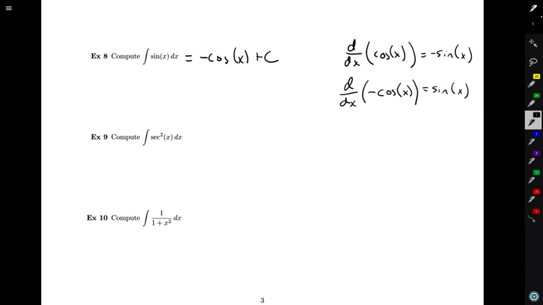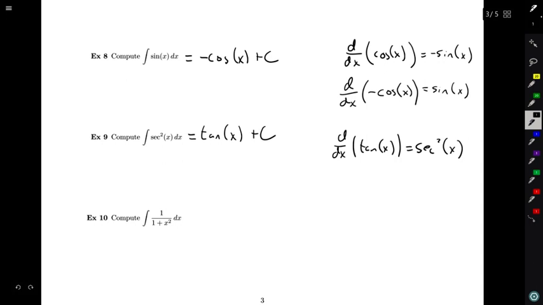Likewise, if I want to compute an antiderivative of secant squared, maybe I remember that the derivative of tangent is secant squared. So the integral of secant squared, then, is tangent of x plus c.